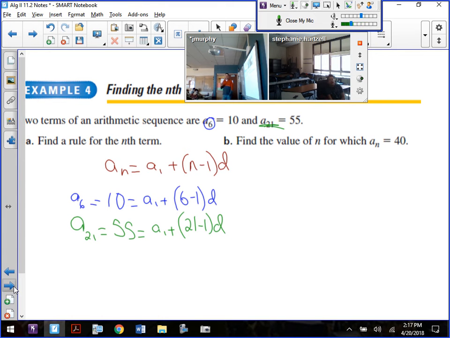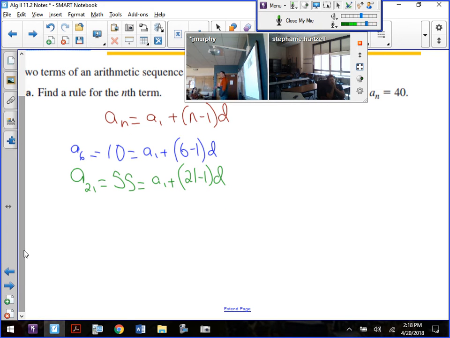How are you going to solve for two variables with one equation? You can. Can you figure out how? So the difference between the two is 45. And then the difference between 21 and 6 is 15. And 45 over 15 is 3. Therein lies the shortcut. I'll show this both ways.